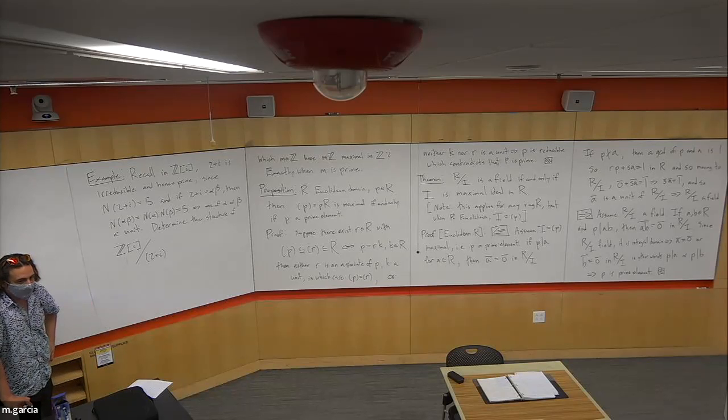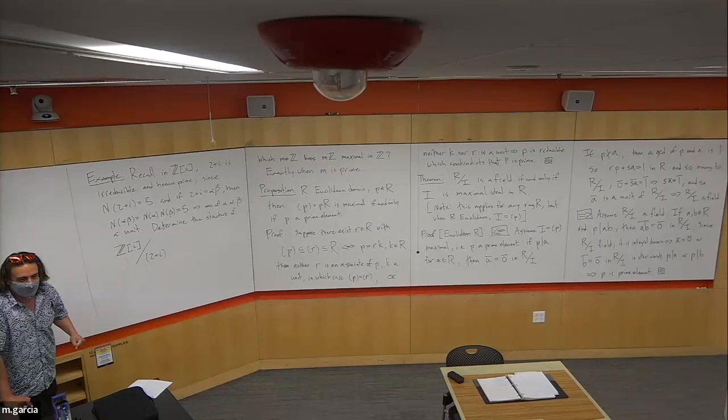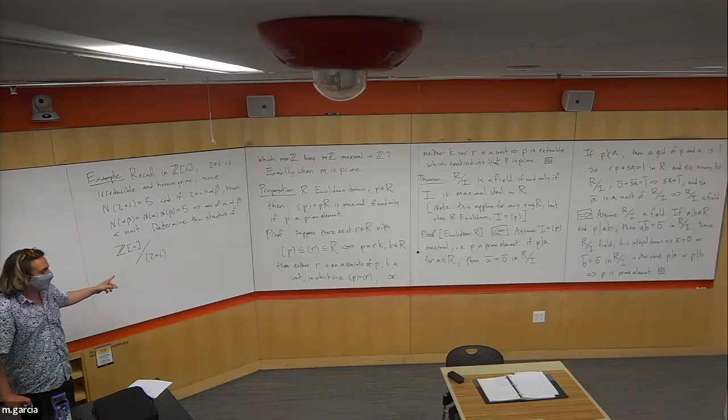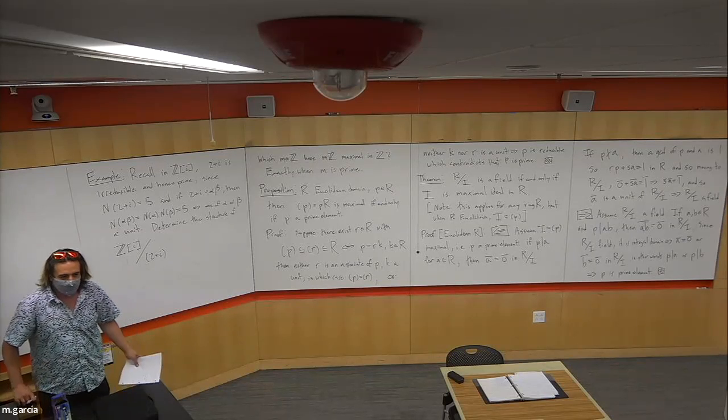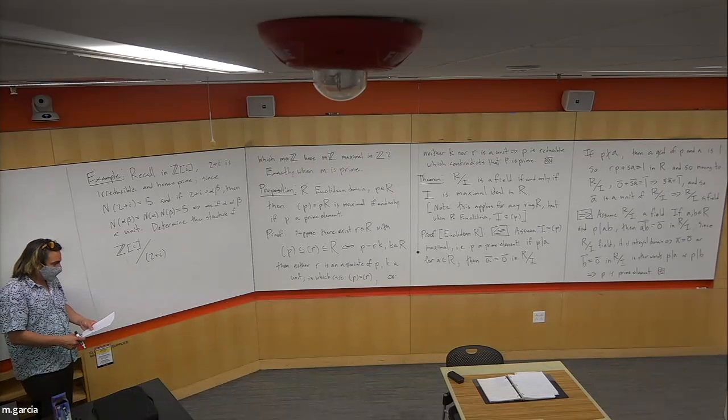Which field? There's lots of fields, right? There's a field for every prime. There's also the rational numbers, the real numbers, the complex numbers. And there's a lot more than that too that we haven't discussed. But I'll give you a hint, this is one that we have discussed. Not something silly like F join i.